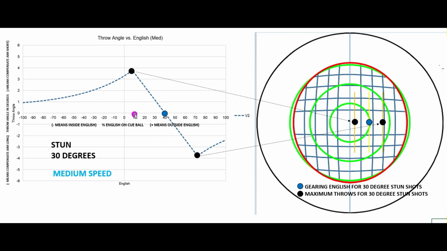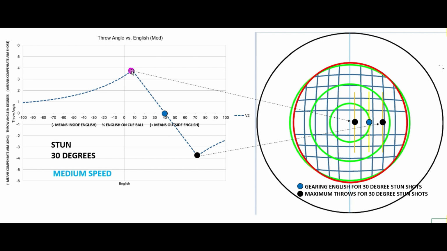So the first pattern we'll look at is the pattern from 10% outside English to 70% outside English. On the cue ball, this would be 10% outside English to 70% outside English. This would be gearing English, from 10% outside spin to 70% outside spin.